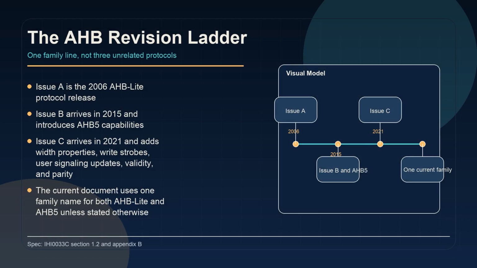The revision ladder is important because it explains the current mental model. Issue A is the AHB Lite baseline. Issue B adds AHB 5 capabilities, and Issue C keeps that structure while adding more explicit interface detail. So when the current specification says AHB, it is talking about the family, not pretending those differences never existed.